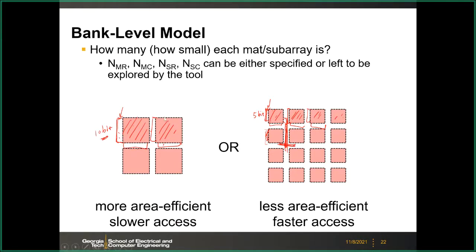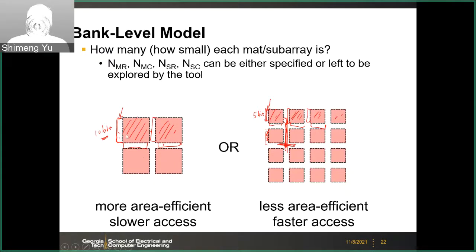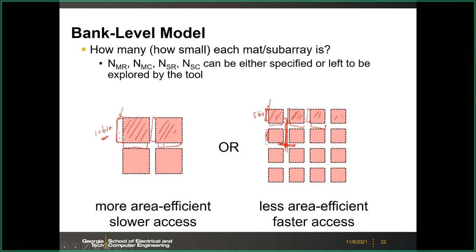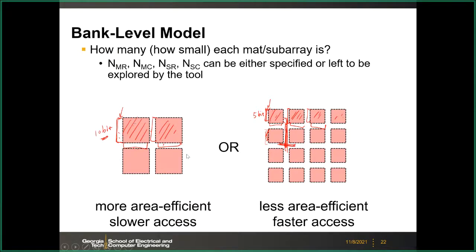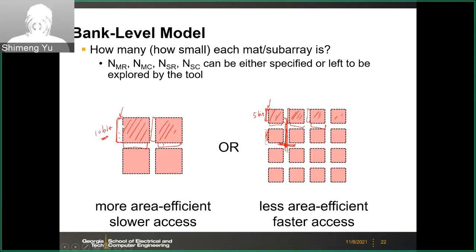So here, generally, if you have a larger subarray, you can reuse or share more of those peripheral circuits. So the peripheral circuits area will be smaller. So that's why from the total arrays perspective, you will have less area. That means area efficient. But then the left-hand side will have slower access.